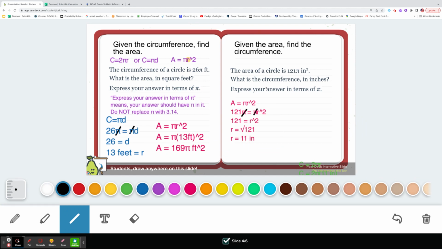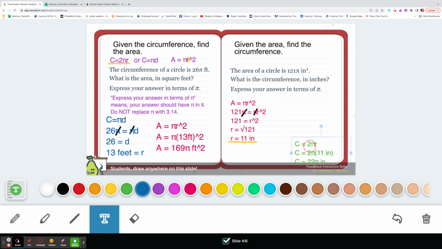Okay, how does that help me solve the problem? They want to know the circumference in inches, and again, writing my answer in terms of pi. So I start with the formula for circumference of a circle, but this time I'm going to be more strategic. I'm going to use the formula that involves radius because I know the radius. So I'm going to start with C equals 2 pi r.